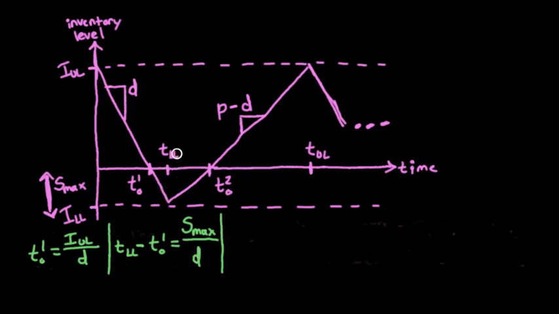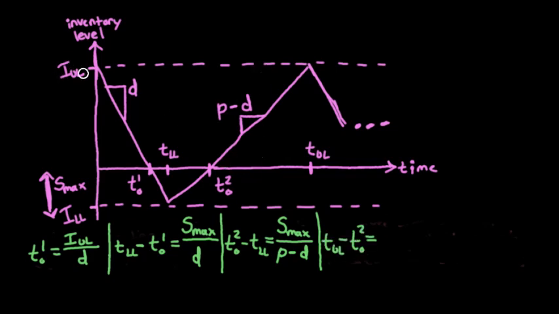Next, we want to know the time between hitting the lower limit and getting back up to 0. Number of widgets is Smax, divided by our rate, which is now P minus D. Next, we want to know the difference between hitting the upper limit and when we were at 0 for the second time. The number of widgets is going to be IUL, and the rate is P minus D.